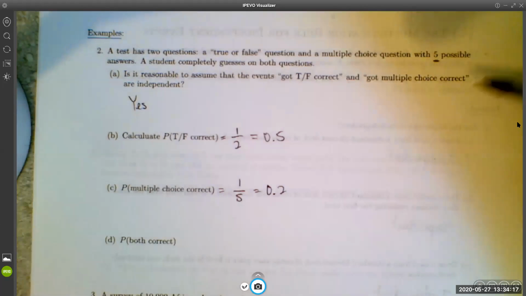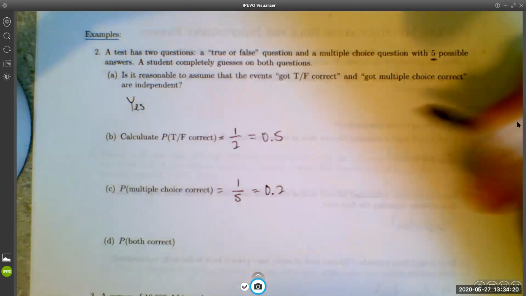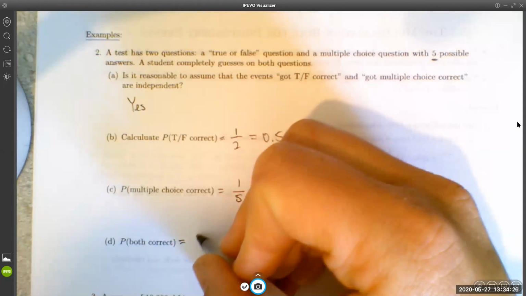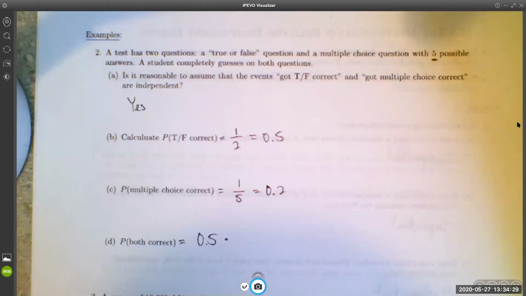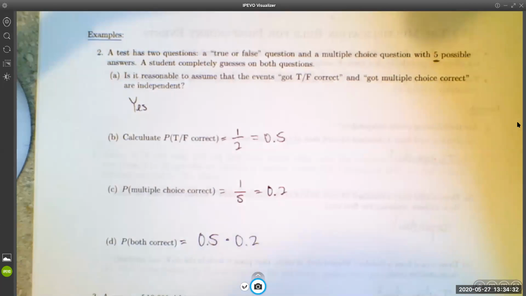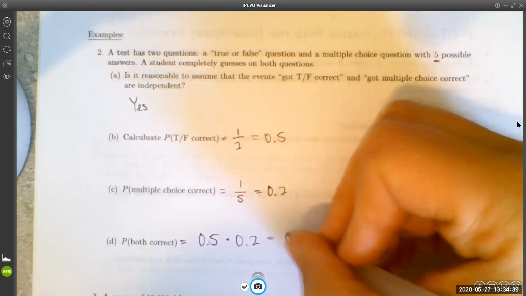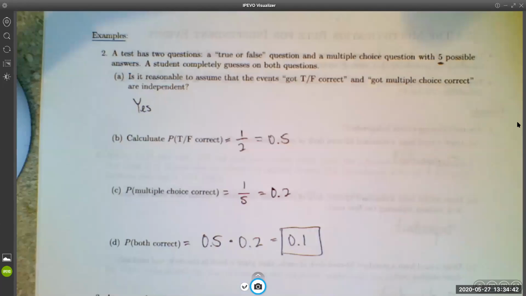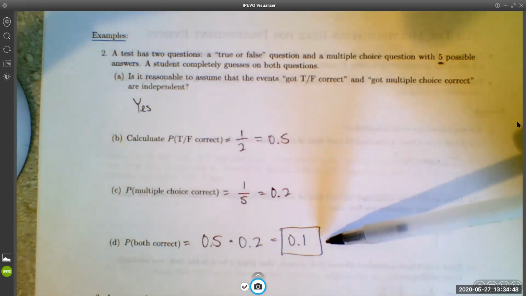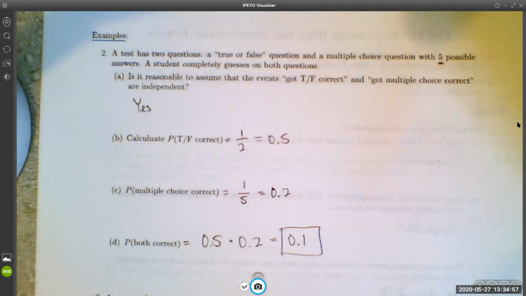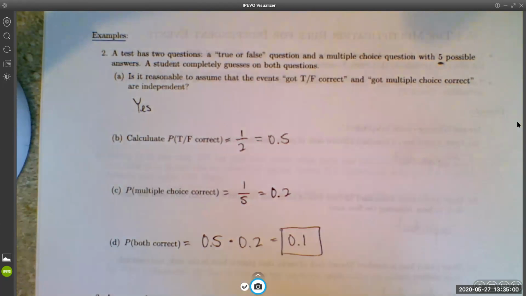So now part D asks, what's the probability that they get both questions correct? And the probability they get both correct is the probability that they get the true false correct times the probability that they get the multiple choice correct. Okay? And that's what the multiplication rule for independent events says, right? So you can just multiply those 2 things together. That's pretty good. That means if this student just guesses, there's a 10% chance they're going to get 100% on this particular test, which isn't bad. Of course, that also implies that there's a 90% chance they're going to fail. So maybe the student should study. But that's that. Let's look at another problem.